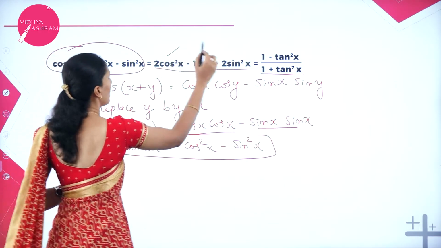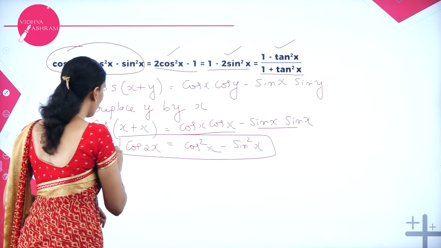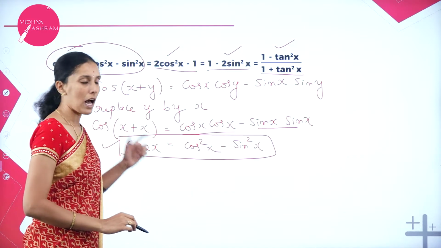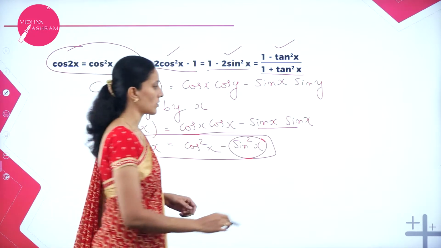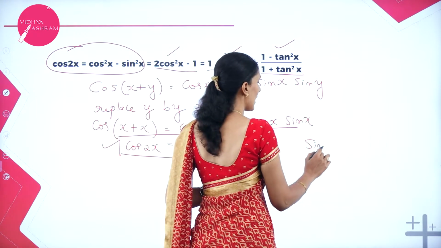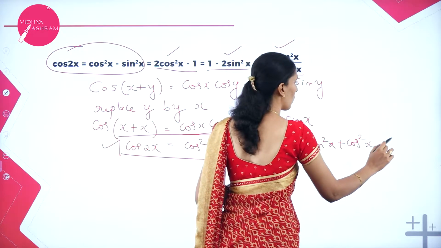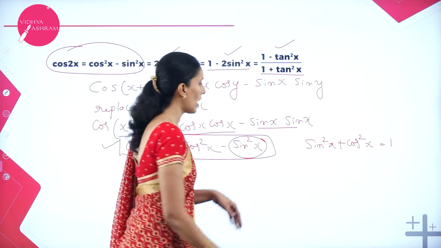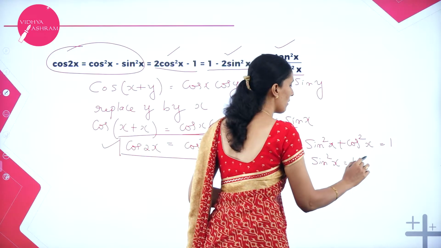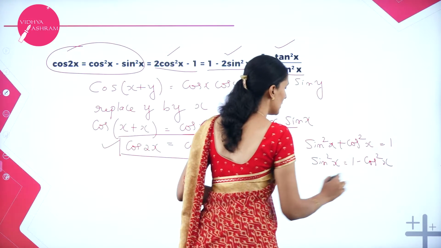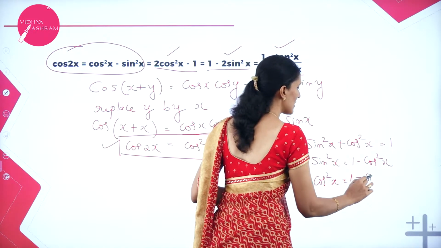Now I'll be proving this. So this can be derived from this identity. How? What is the relationship between sine and cos? We know that sine square x plus cos square x is equal to 1. So if you convert this, sine square x can be written as 1 minus cos square x. Similarly, cos square x can be written as 1 minus sine square x.